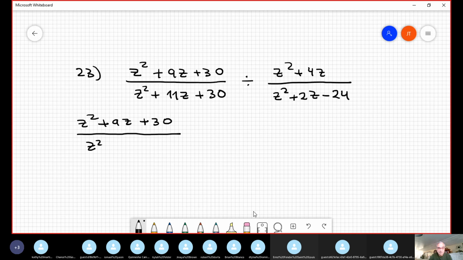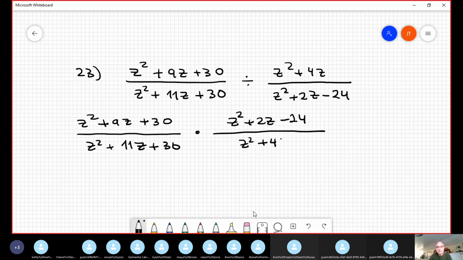Okay. I flip the second. I put times in the middle, multiplication: c squared plus 2c minus 24 over c squared. Now factorization, one by one.